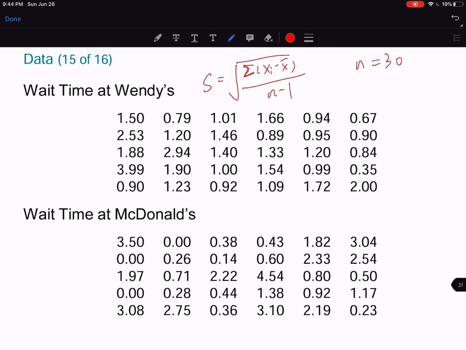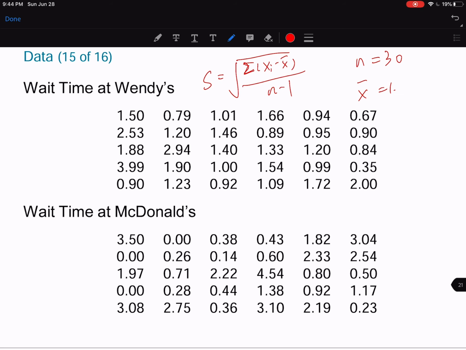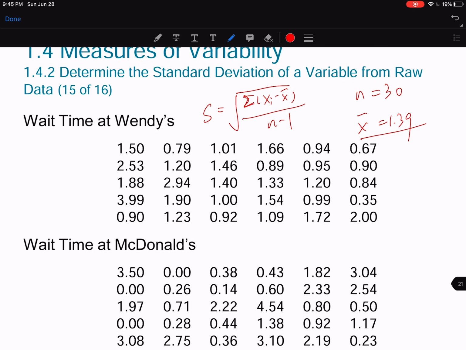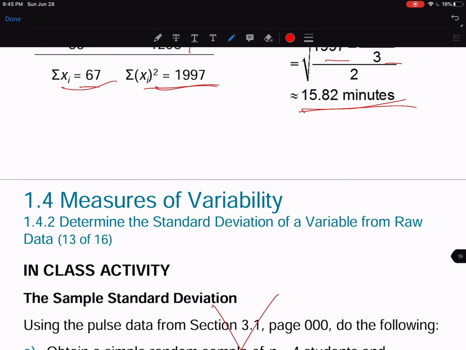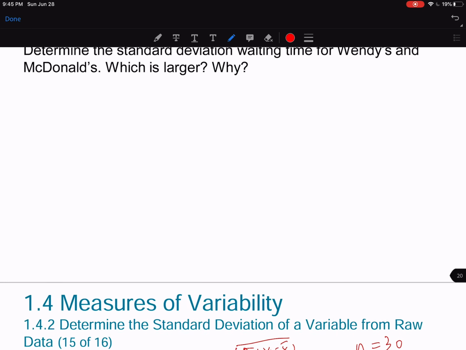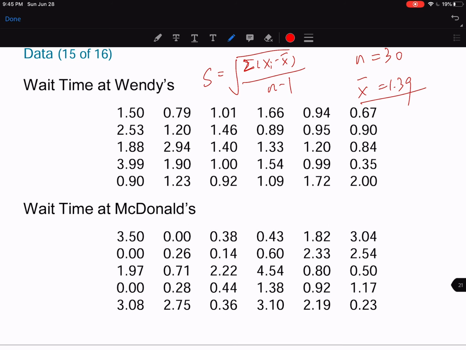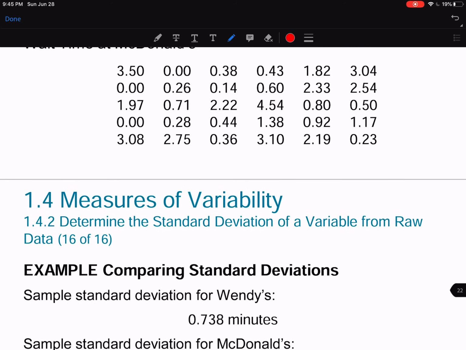And then x bar, I guess, is 1.39. That was given at the beginning of the slide. And then we just need to calculate the sample standard deviation following exactly the same steps we went over here. I won't go over the calculation part in this video because I'm going to make a video about how to calculate the sample standard deviation and the population standard deviation from the calculator. So I won't go over the calculations by hand here. Now let's take a look at the result directly.